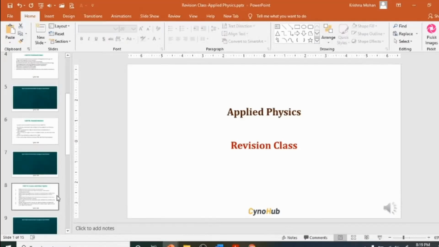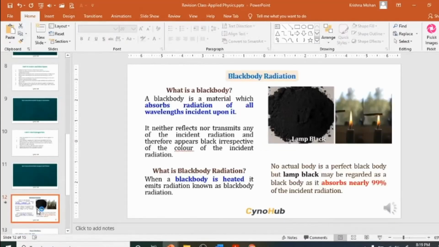In our normal presentation, you would write what is a black body. A black body is a material which absorbs radiation of all wavelengths incident upon it, and you would write about what is black body radiation. When a black body is heated, it emits radiation known as black body radiation, right? Once you answer this, you will be getting marks. So you need to be precise in the answer. You need not fill pages, let me tell you. And diagrams carry a lot of importance.